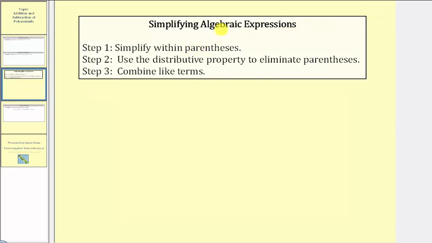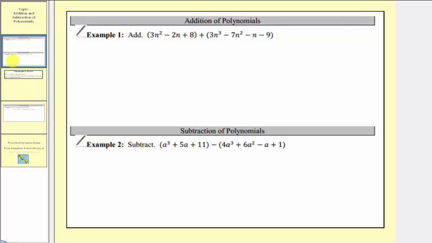Remember, to simplify algebraic expressions, step 1 was to simplify within the parentheses, which normally doesn't apply when adding or subtracting polynomials. Step 2, we use the distributive property to eliminate the parentheses, and step 3, we combine the like terms. So going back to our examples, notice how we cannot simplify inside the parentheses because we don't have like terms inside the parentheses.